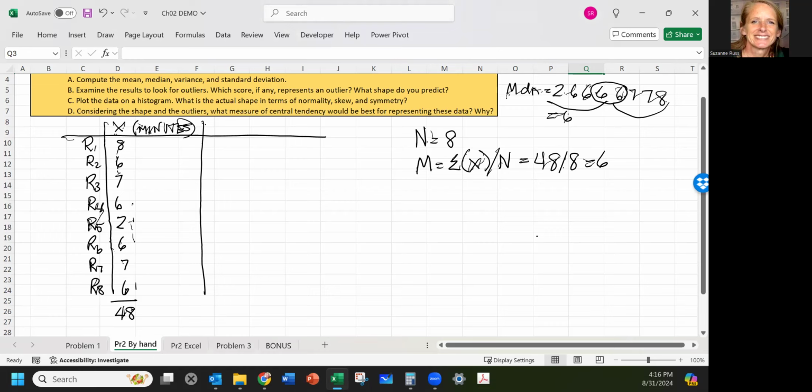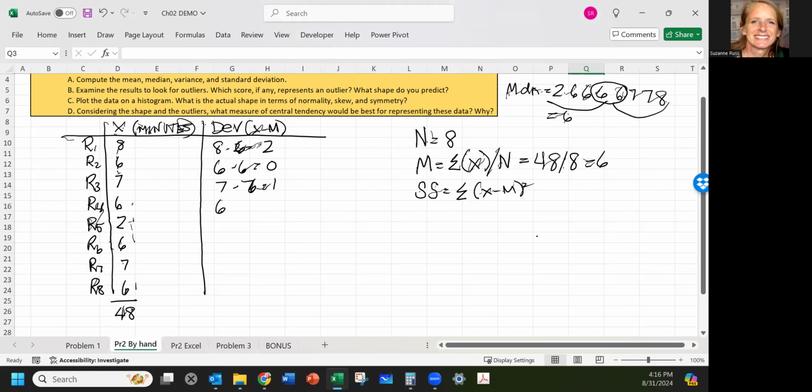Continuing on to get the variance, I know we have to get the sum of squares, the sum of squared deviations, before we can find the variance. That means the sum of all the deviations, x minus M, squared. Let's go ahead and get our deviations. So deviations, again, is x minus M. 8 minus 6 equals 2. 6 minus 6 equals 0. 7 minus 6 equals 1.